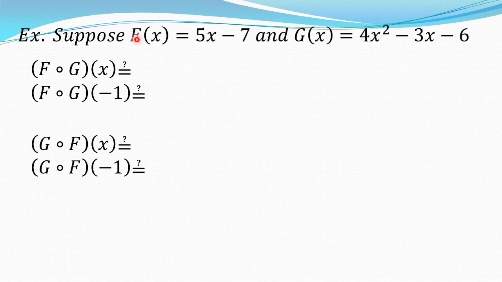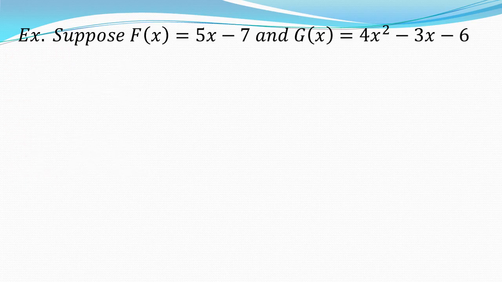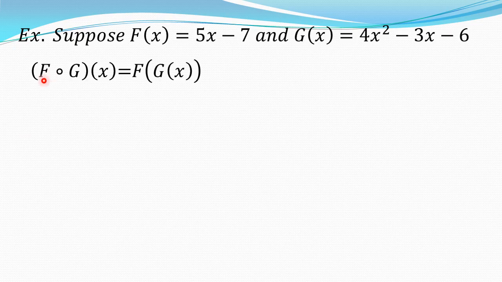So suppose f of x is equal to 5x minus 7 and g of x is equal to 4x squared minus 3x minus 6. What's going to happen to these composition of functions? So we'll see. First, f circle g of x, as defined, is just f of g of x.